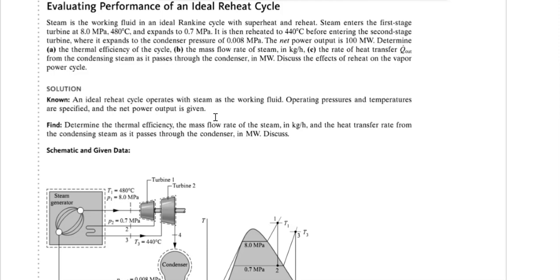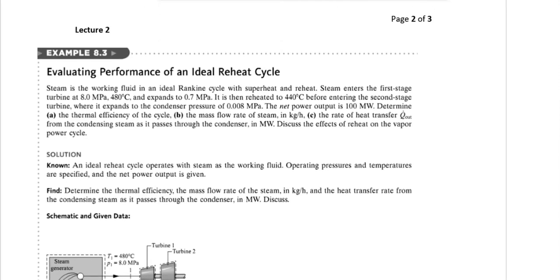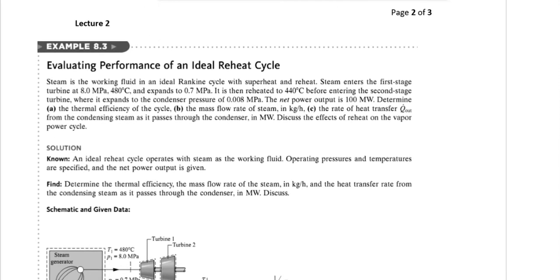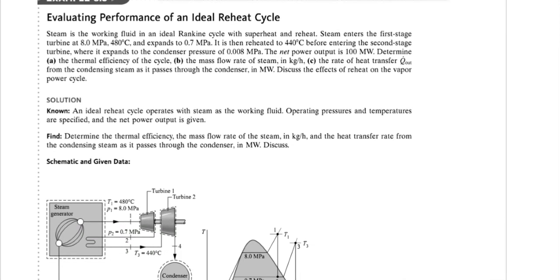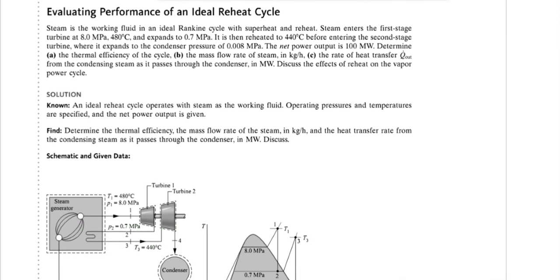It also asks to discuss the effect of the vapor power cycle. We can only discuss the effect of the vapor power cycle if we have the values of example 8.1 or example 8.2. Yes, we can check it later on anyway.